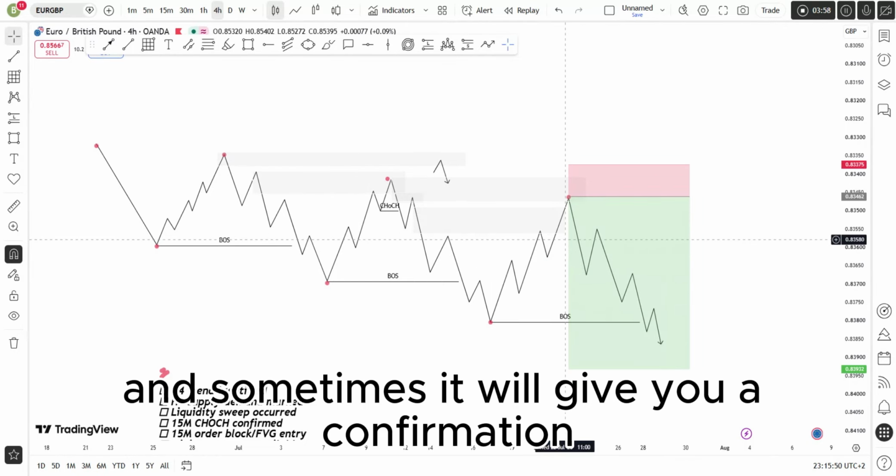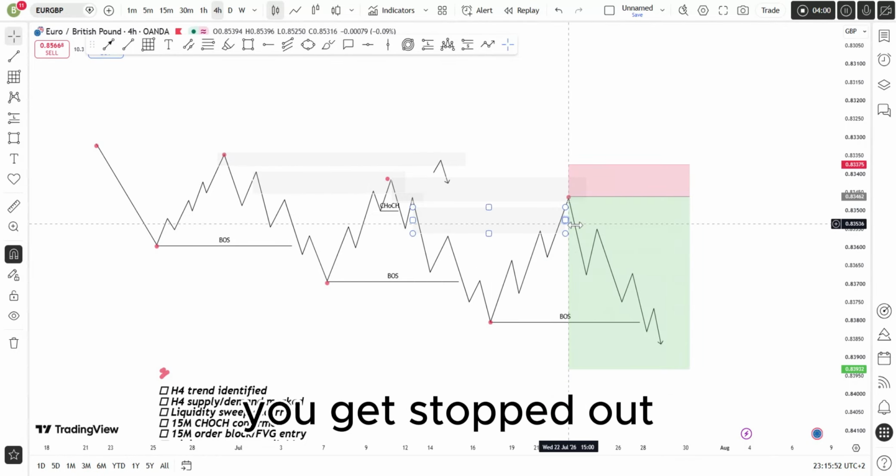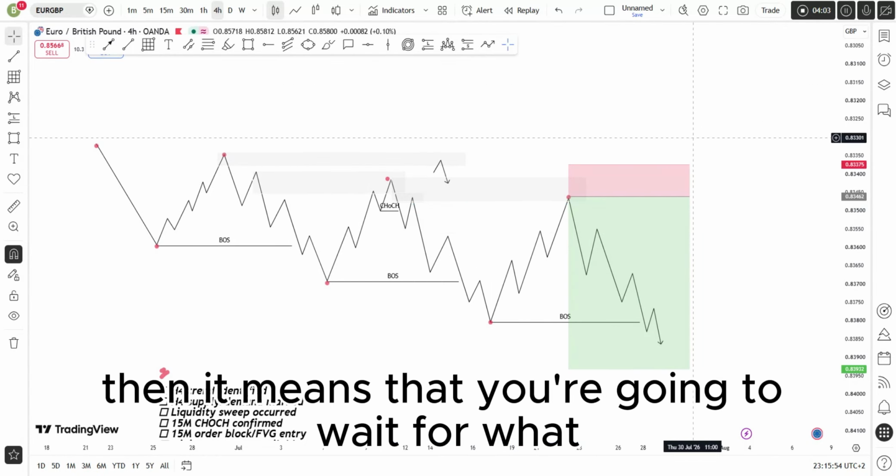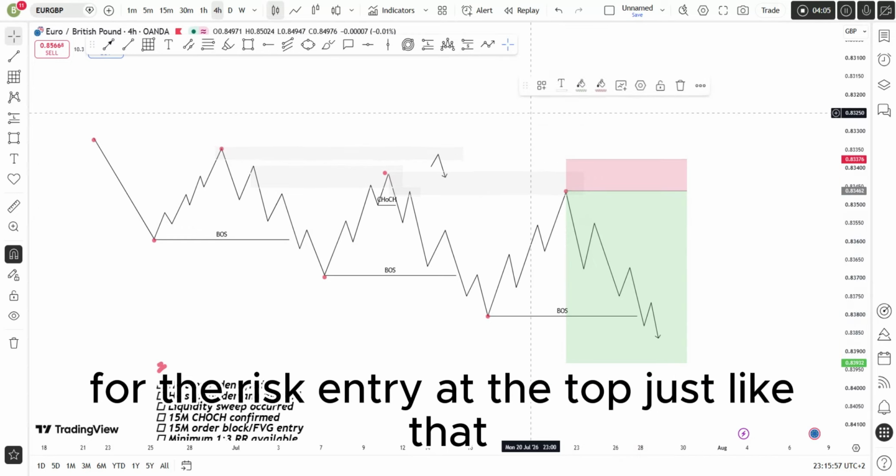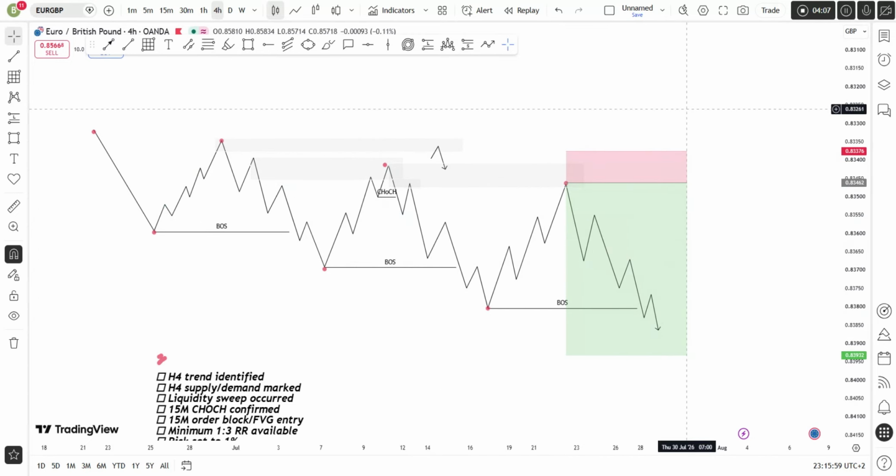And sometimes it will give you a confirmation, you get stopped out, then it means that you're going to wait for what? For the risk entry at the top, just like that. Then you enter your good setup right there.